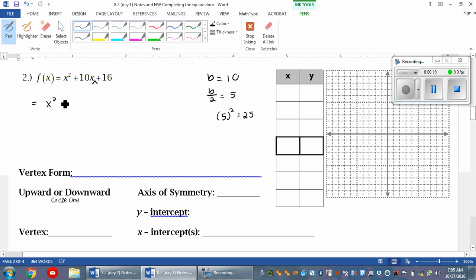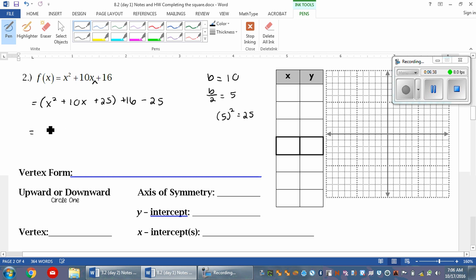So here is x squared plus 10x, plus 25. Again, I just randomly can't add 25, I'm good on this. We're always going to subtract that number that you added.